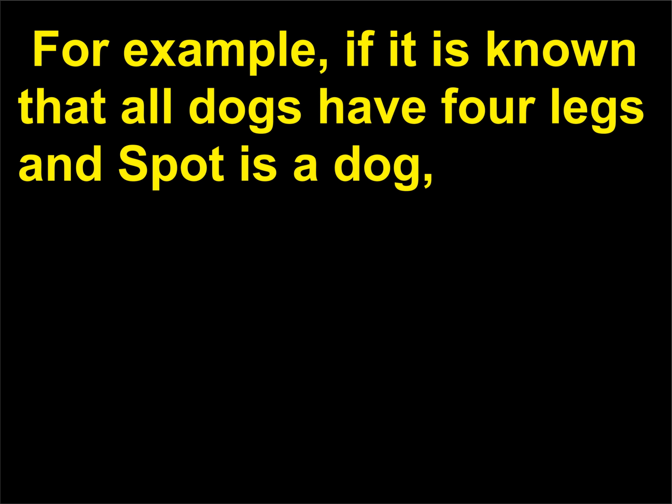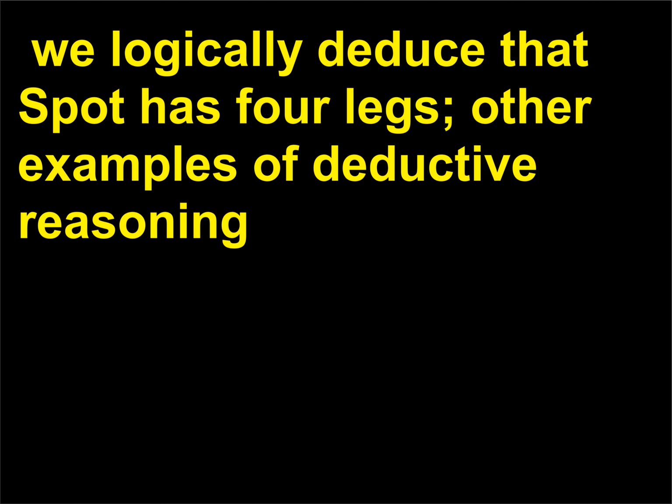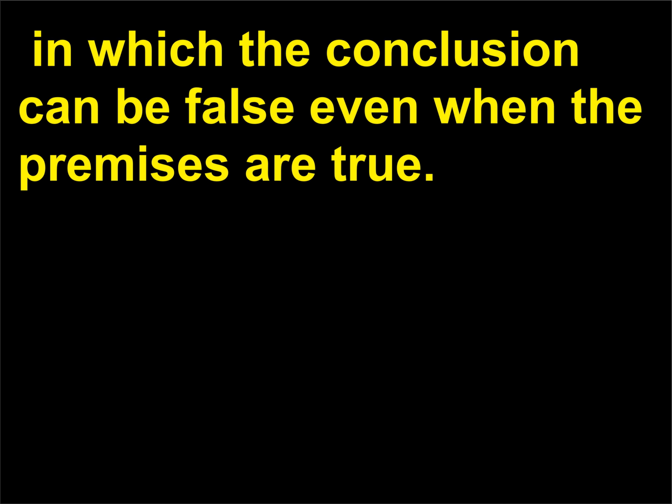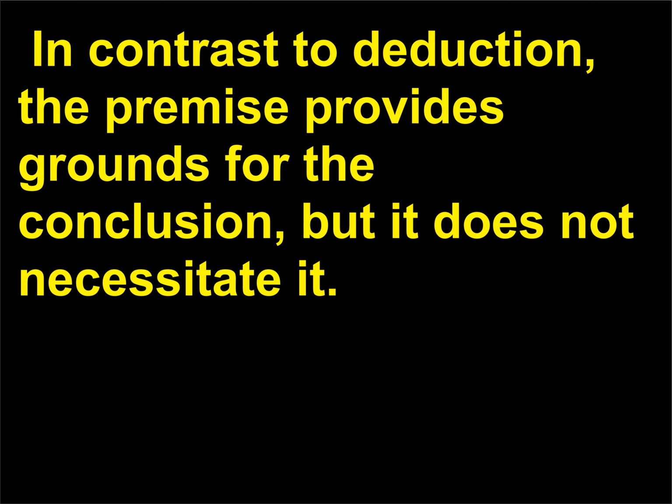For example, if it is known that all dogs have 4 legs and Spot is a dog, we logically deduce that Spot has 4 legs. Other examples of deductive reasoning include Aristotle's syllogisms. Induction is a term usually used in cases concerning probability, in which the conclusion can be false even when the premises are true. In contrast to deduction, the premise provides grounds for the conclusion, but it does not necessitate it.